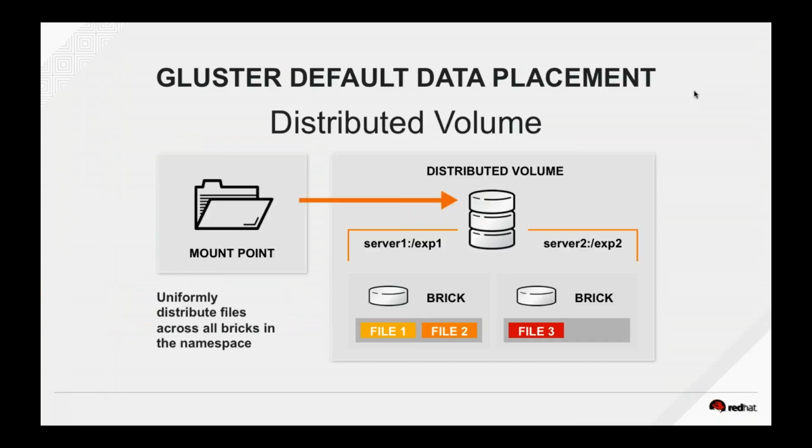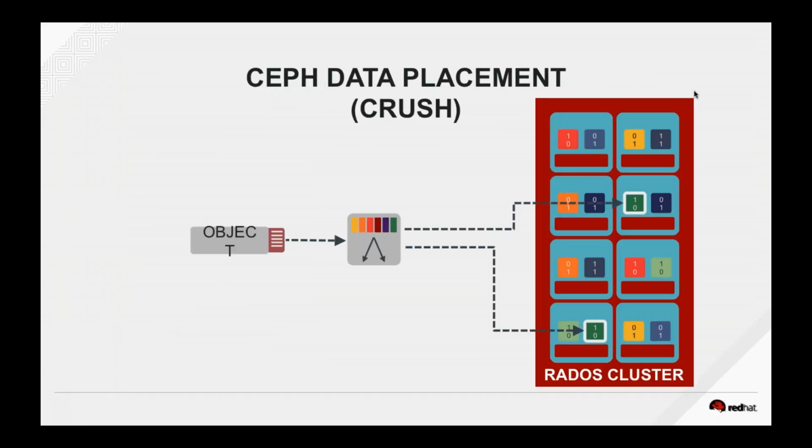Similarly, again talking about Gluster, it does a distributed volume. So the data gets uniformly distributed across all the bricks in the namespace. That's why there is no single point of choke in terms of performance as well as availability, because the data gets replicated also. Similarly, in Ceph, the data also gets placed in such a way that it's balanced across the cluster with the help of an algorithm called the CRUSH algorithm.